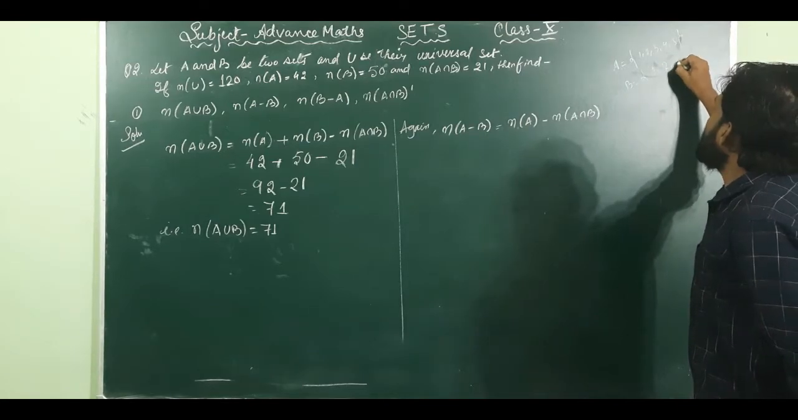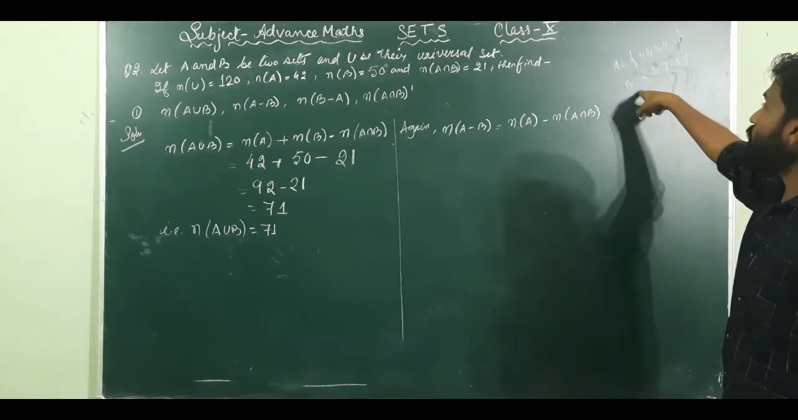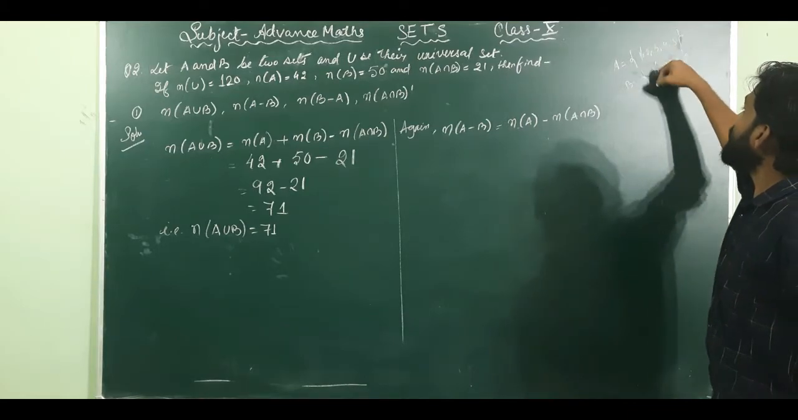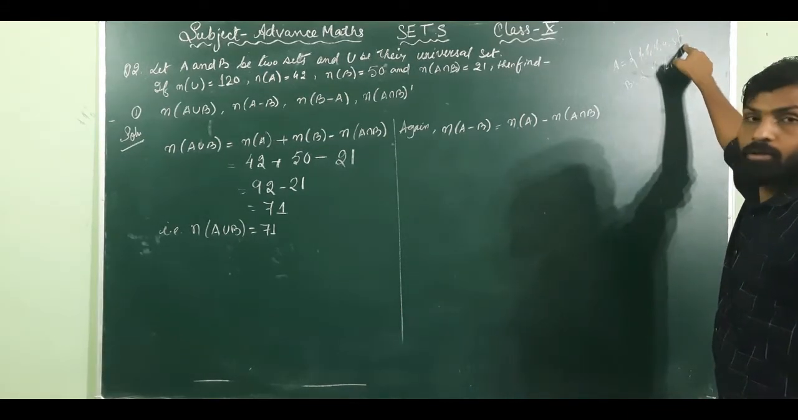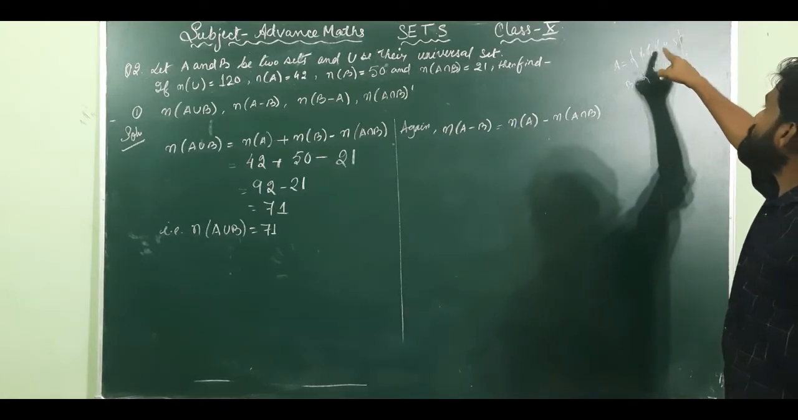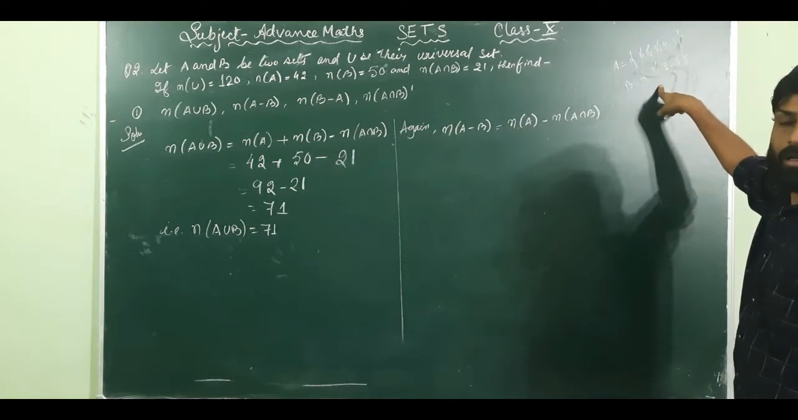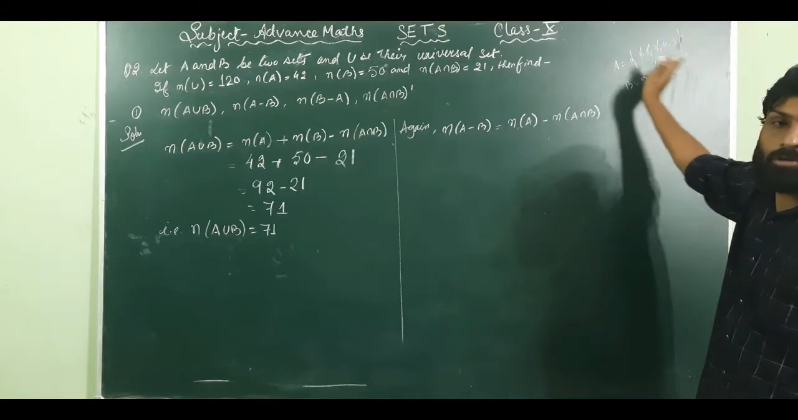1 2 3. And if they say to find A minus B, what will you write here? 1 cancels, 2 cancels, 3 and 3 cancel. Then what is left here? 4 and 5. So what you have to do is, from the set A, whatever the common elements you have between A and B, you have to subtract them out.